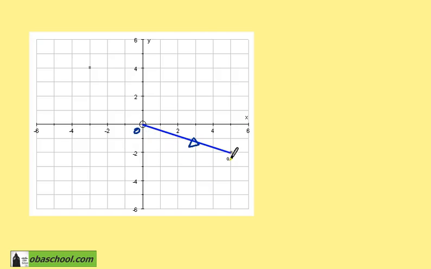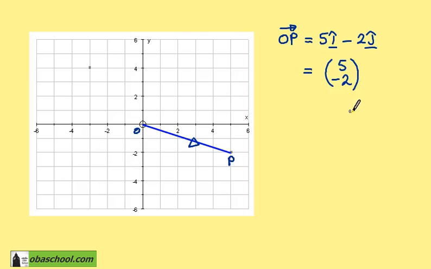If this point is O and this one P, we would describe OP as being 5i, since we go 5 units across, take away 2j, since we go 2 units down. We could also write this as a column vector 5, minus 2.